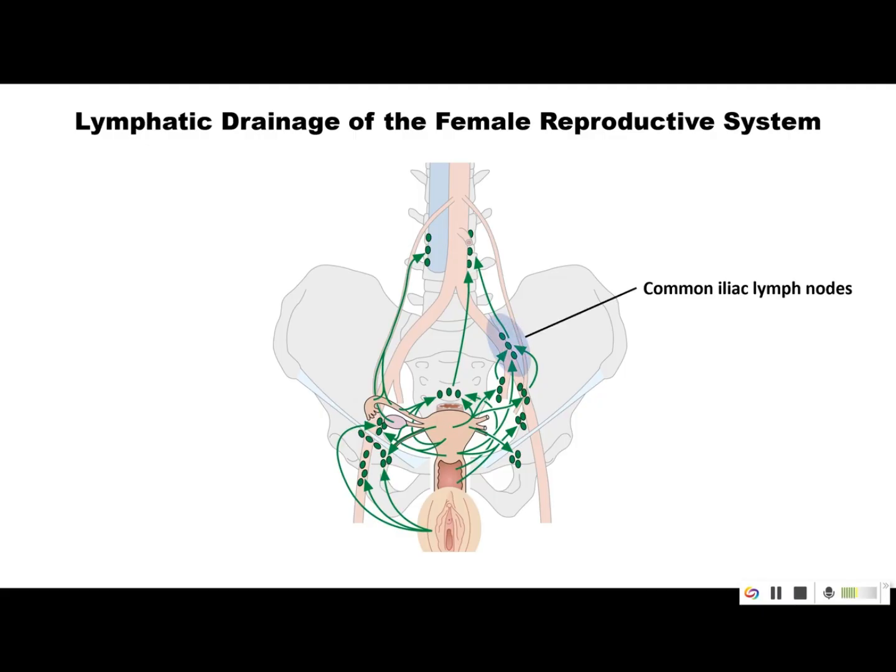Common iliac lymph nodes lie superior to the pelvic rim, along the common iliac blood vessels, and receive drainage from inguinal, sacral, external, and internal iliac nodes. These nodes are linked by a common route for drainage to the lumbar nodes.